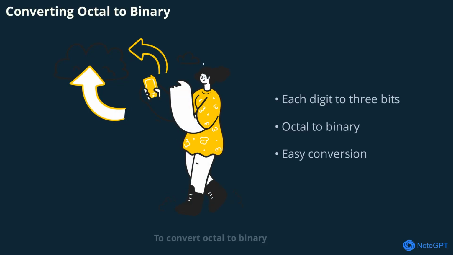To convert octal to binary, write each octal digit as a 3-digit binary number. For example, the octal number 65 becomes 110 and 101 in binary, which is 110,101. This method makes it easy to switch between octal and binary, especially when working with computers.